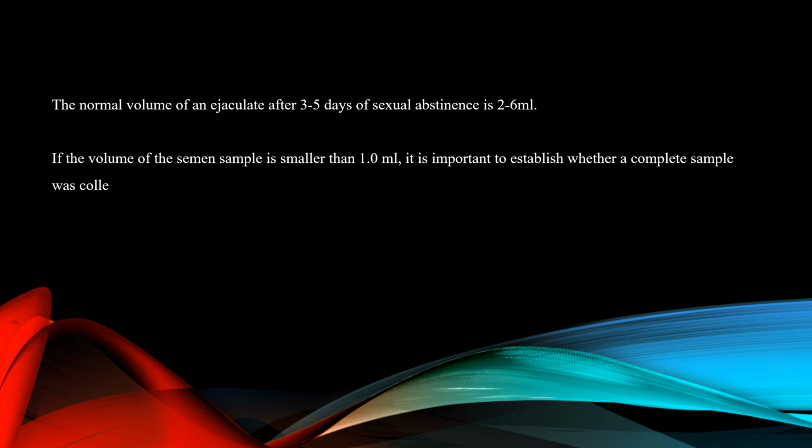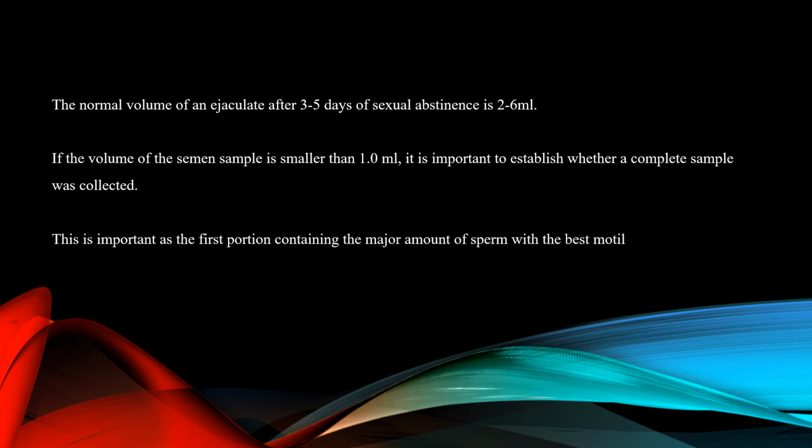Semen volume. The normal volume of an ejaculate after 3 to 5 days of sexual abstinence is 2 to 6 ml. If the volume of the semen sample is smaller than 1 ml, it is important to establish whether a complete sample was collected. This is important as the first portion containing the major amount of sperm with the best motility is often lost.